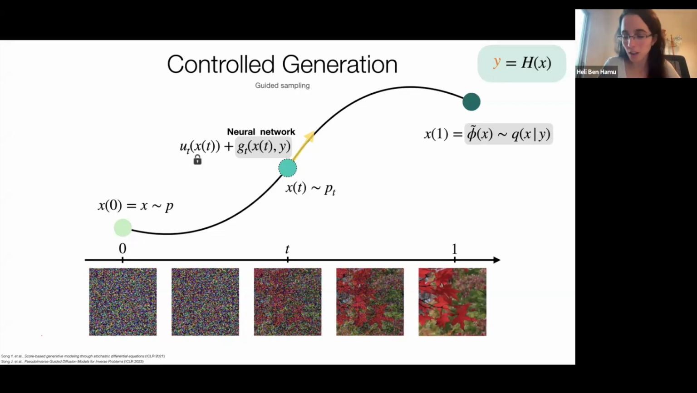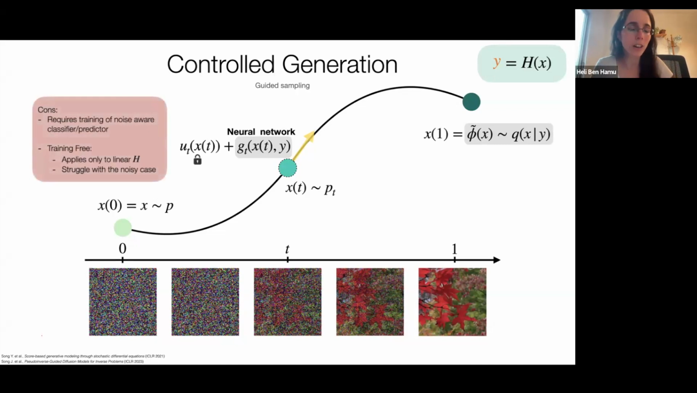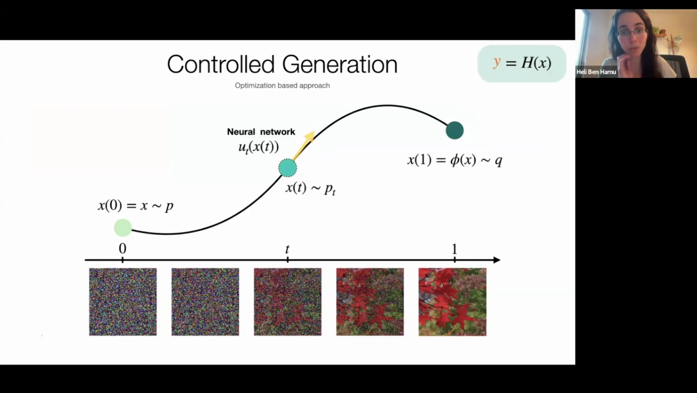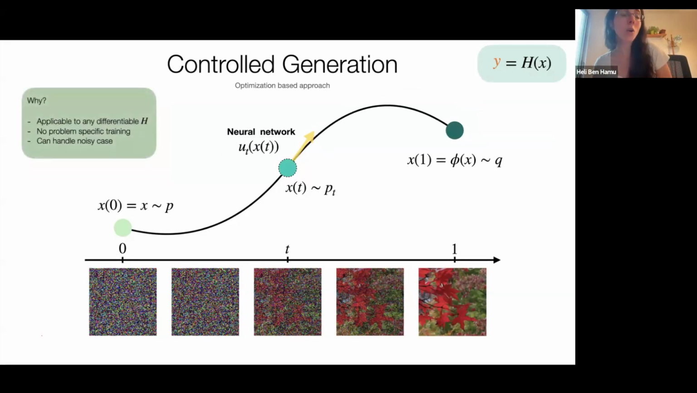Great. So we mentioned the cons of this approach, and this brings us to the third approach, which is the approach that we're going to take in this work, an optimization-based approach. And why would we want to do that? For one, it is applicable to any differentiable h. We're not limited to linear h functions, to linear forward operators. And as I mentioned, for example, if we want to generate a sample, say a molecule, that satisfies some chemical property, then our forward operator would not be linear.